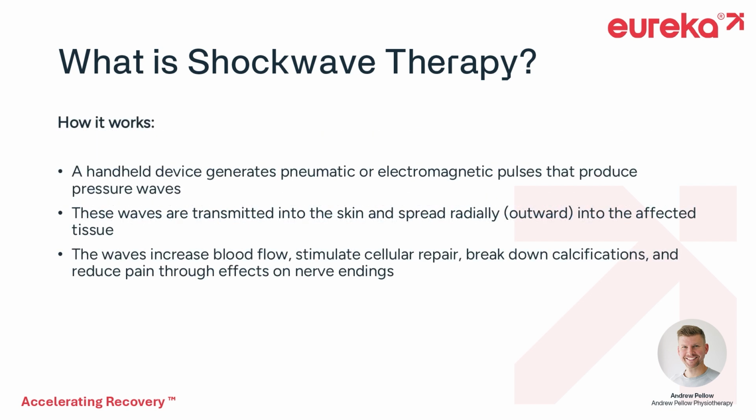Shockwave therapy works by using a handheld device which generates pneumatic or electromagnetic pulses that produce pressure waves. Radial shockwave therapy generates pneumatic pulses, whereas focused shockwave devices produce electromagnetic pulses. These waves are transmitted into the skin and spread outward into the affected tissue. The waves are reported to increase blood flow, stimulate cellular repair, break down calcifications, and reduce pain through effects on nerve endings, all of which will be discussed in greater detail later in this presentation.